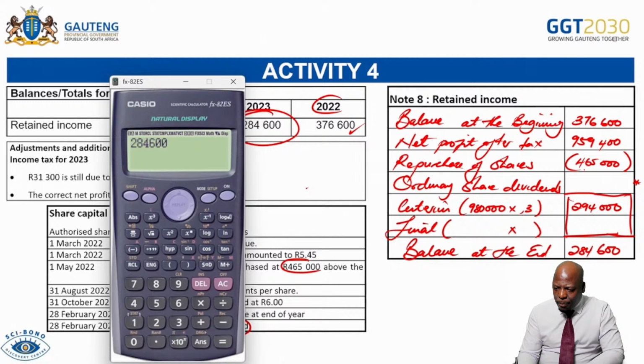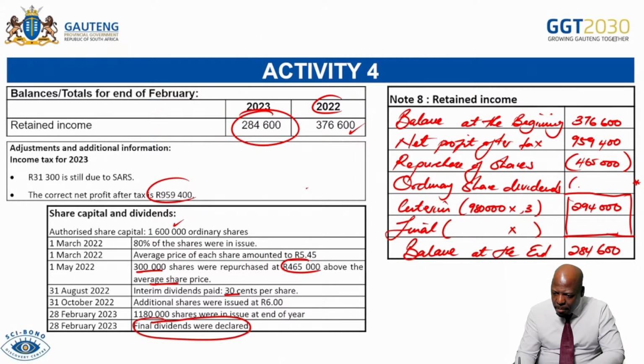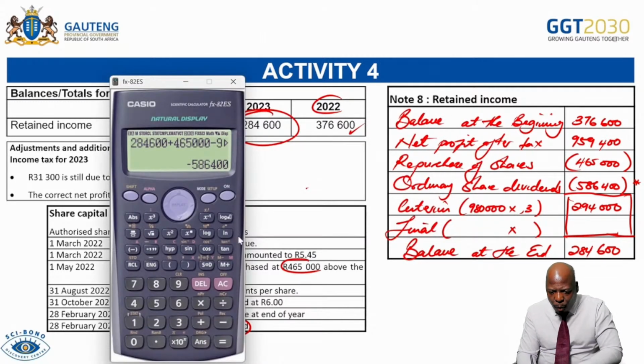I'm going to add 465,000. Then I'm going to say minus 959,400. I'm going to say minus again 376,600. And then I'm going to get 586,400. So I'm going to come here, then I get my 586,400 in bracket.